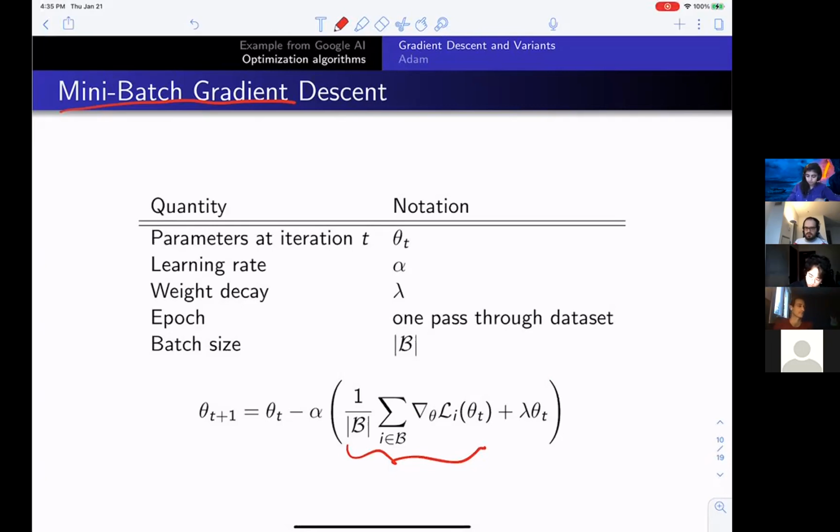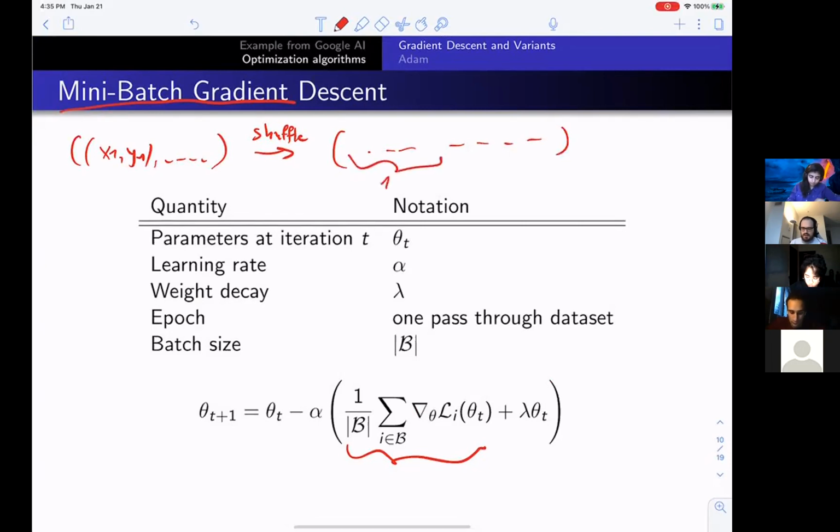And this is what you have here at the bottom, right? So you basically take your whole data set, and you shuffle the data set. So you take the data set, x1, y1, and so on. Then you apply shuffle, right? So then you obtain something shuffled. And then you take the first, let's say, 100 examples, and that's your first batch. Then you take your second 100 examples, that's your second batch, and so on. So this is mini-batch gradient descent.